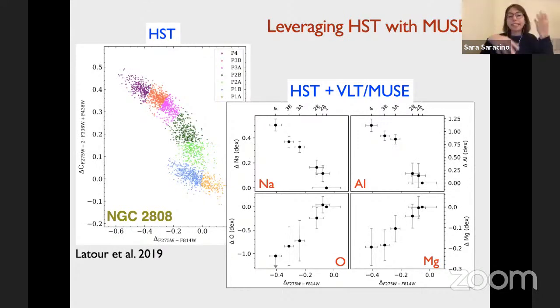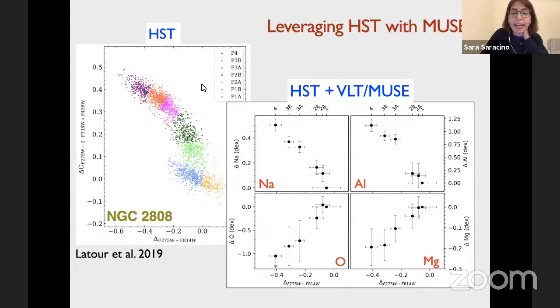So what is the idea behind trying to combine the information from HST and MUSE? It is that with HST, what you can do is create a chromosome map like this one. This is just to make it very easy and understandable. This is NGC 2808, again a Milky Way globular cluster with a very huge spread in nitrogen.